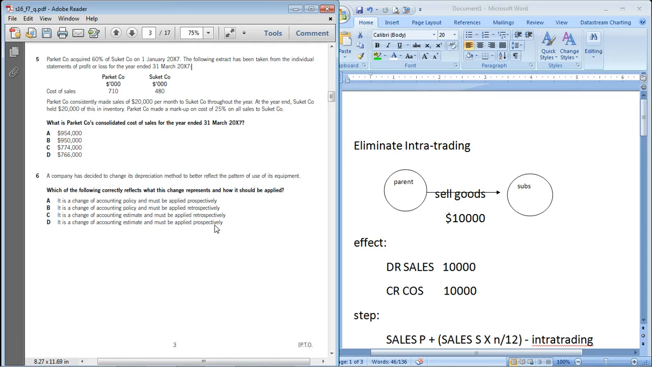Right, today I'm focusing on the topic of consolidated statement of profit and loss, but only on one issue, which is intra-trading, which we can relate to unrealized profit. I will teach you the effect of intra-trading and the effect of URP, unrealized profit.